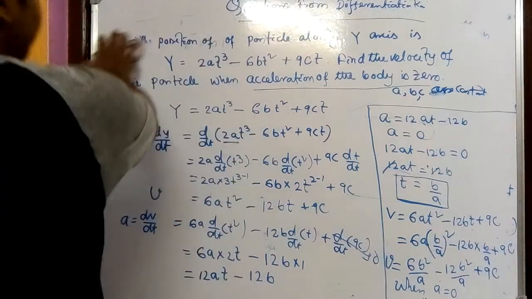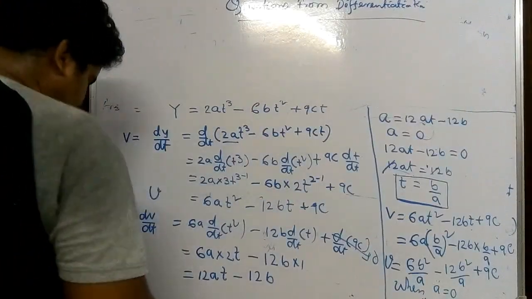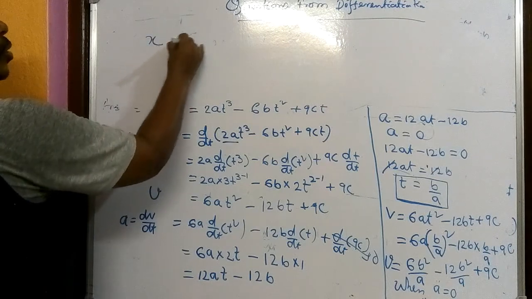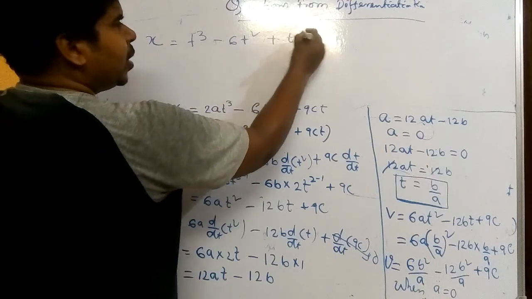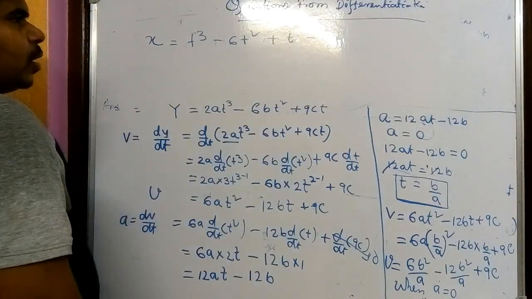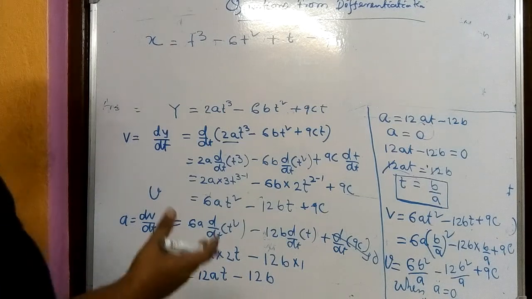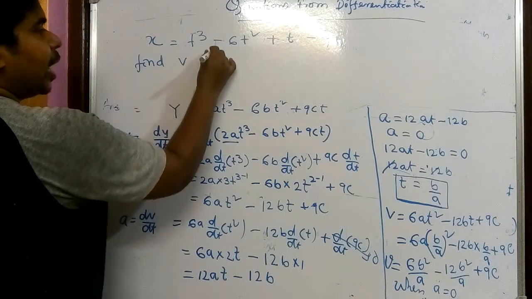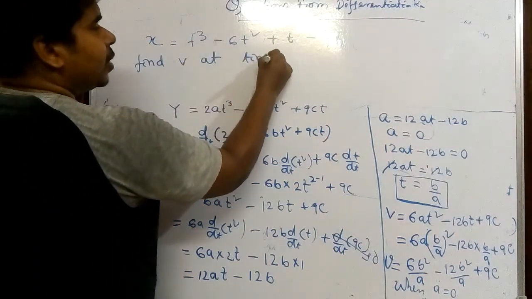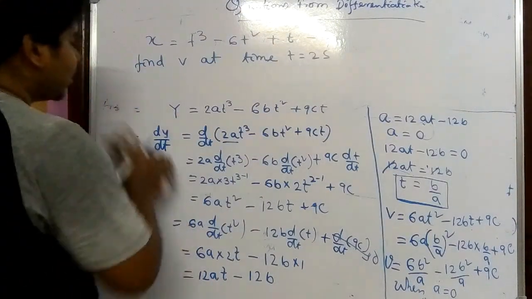Okay, so assume one question is given to you, just like the displacement x is given to you, that is t cube minus 6t square plus t minus 4, and it is asked what will be the velocity of the body when the time equals 2 seconds. So find v at time t equals 2 seconds. So what we have to do? Very easy thing.